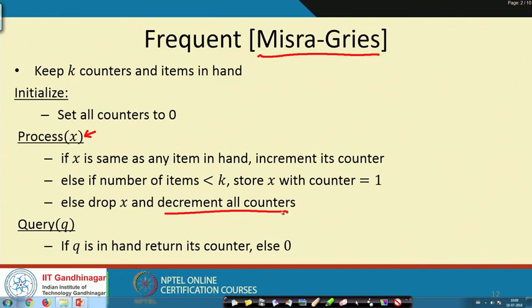Okay. So this might seem strange to you, but this is what really makes the algorithm tick. Okay. So you keep on doing this, right. And now finally, suppose at the end of the stream, somebody gives you a query q. Okay. So there are only two possible cases. The query is an item ID. Either the item ID is something that the algorithm had in hand at the end of the stream. In that case, you return the counter value associated with that item, or else you return 0, because the algorithm was not tracking this item.